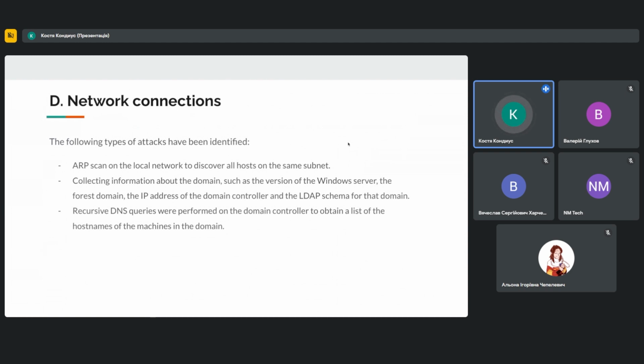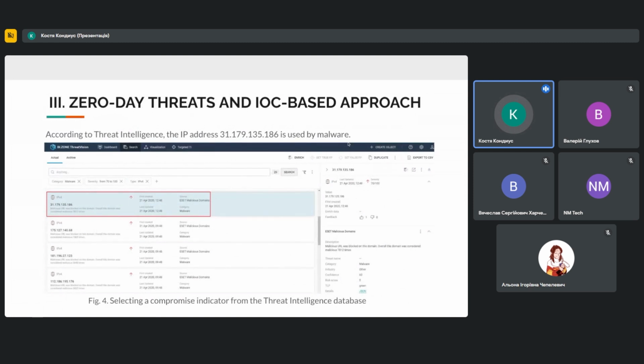Let's go next. The next topic is about zero-day threats and the IOC-based approach. IOC means indicator of compromise. When a zero-day threat appears, as a rule, compromise marks appear after a certain time, and based on them, a SYSMON rule can be created. Hypothesis generation when using the IOC-based approach is based on the search for indicators of compromise in the protected infrastructure.